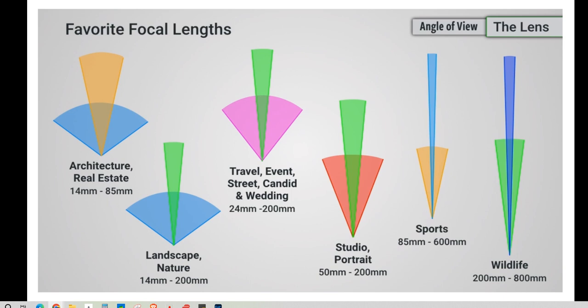Sports is 85 to 600, and those lenses are crazy expensive, by the way. So is wildlife. The longer those lenses get, it's like a $10,000, $15,000, $20,000 lens when you get to sports and wildlife. And they're super long.